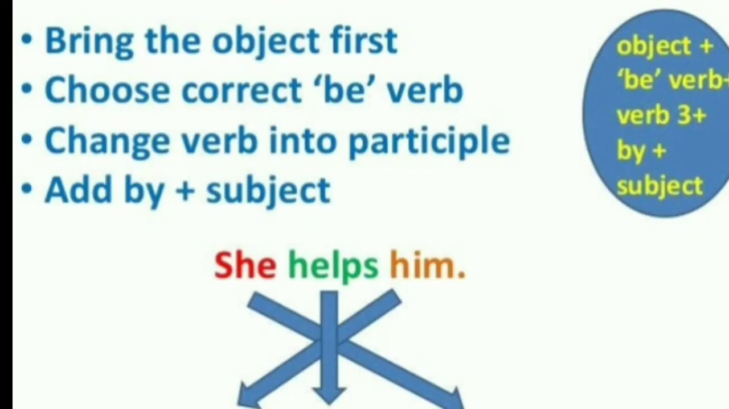Thus, all we need to do is first flip-flop the subject with the object and the object with the subject. We need to select the correct be verb as per the tense, and then put the third form of the verb, the past participle form, with the preposition by, followed by our first subject. Like here, she helps him will change to he is helped by her. I hope you understand it.